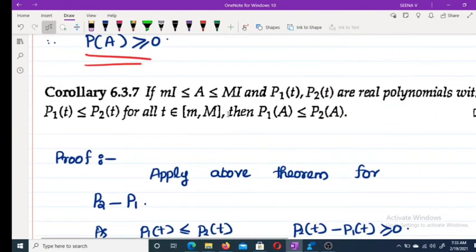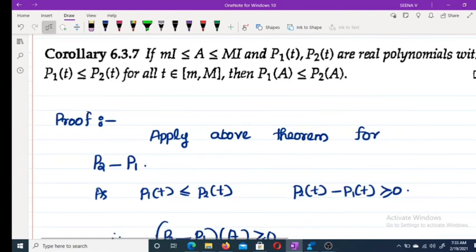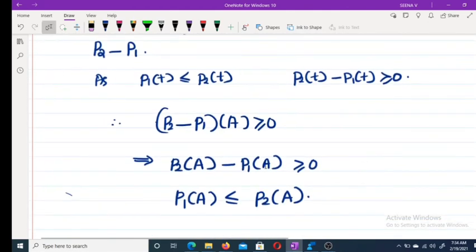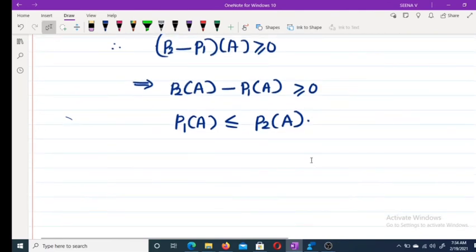We have p1(t) less than or equal to p2(t). This implies p2(t) minus p1(t) is greater than or equal to 0. So if you take this as our P of z, clearly P of z is greater than or equal to 0, and correspondingly P of a is greater than or equal to 0. That means (p2 minus p1)(a) is greater than or equal to 0. (p2 minus p1)(a) means p2(a) minus p1(a) is greater than or equal to 0. This implies p1(a) is less than or equal to p2(a).